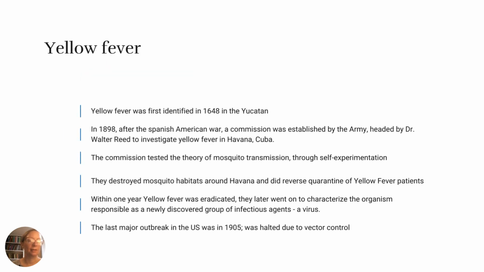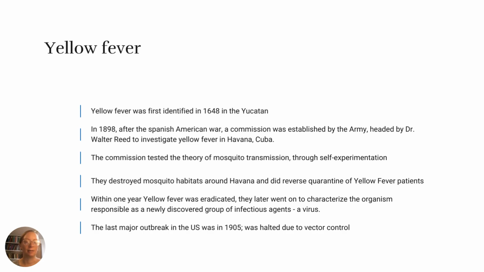Yellow fever is historically significant. It has been around for a very long time. It was first identified in 1648 in the Yucatan, but scientists believe that it's been around at least 3,000 years longer than that based on the genome. In 1898, after the Spanish-American War, a commission was established by the Army, headed by Dr. Walter Reed, to investigate yellow fever in Havana, Cuba.